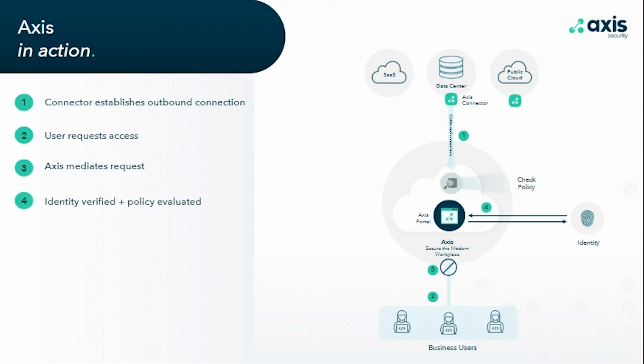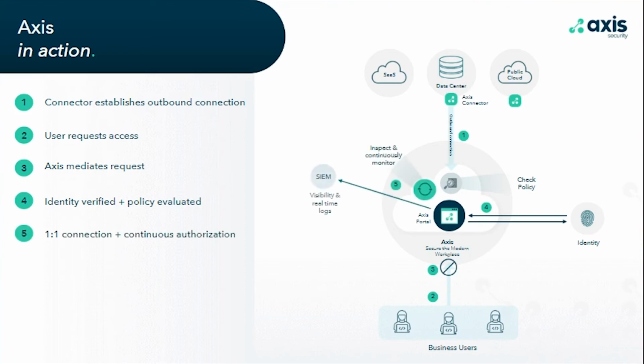The service then brokers a one-to-one outbound connection between the specific resource and an authorized user. This is done without network access. And then throughout the session, Axis inspects the traffic. If an IP address changes or a user is removed from an IDP or a device posture check fails, the connection is terminated immediately.